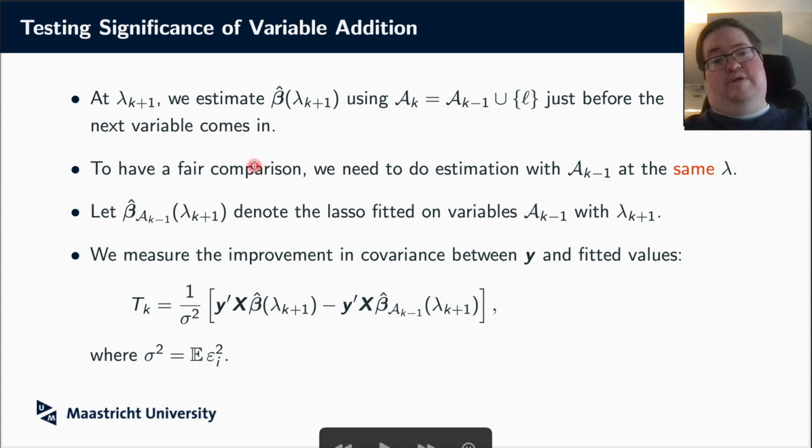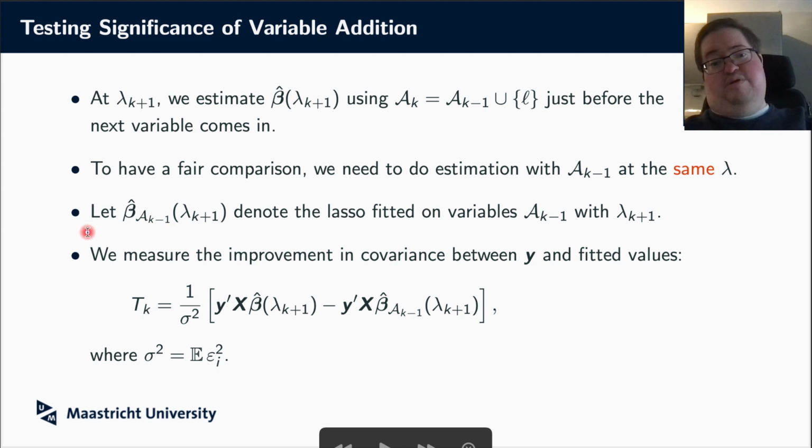So what we get directly out of the algorithm is this beta hat at lambda_{k+1}, where we've added the variable L before and we've completely used up its effect. Then we need, of course, to have the comparison, because that one we don't have. So what we also do is we take the same lambda, the lambda_{k+1}, but then again delete that variable L and run the lasso on that. So we do the lasso on this active set A_{k-1}, but with that particular lambda.